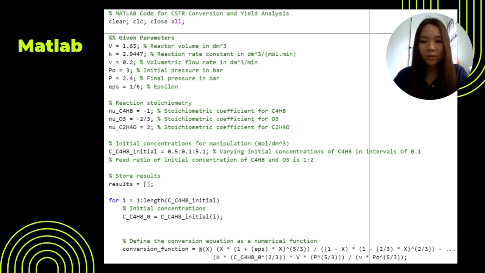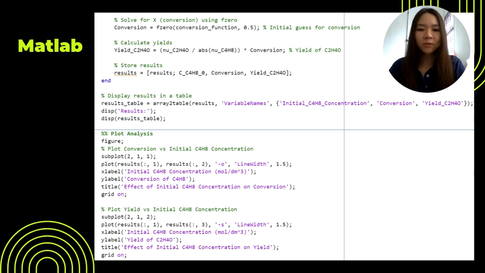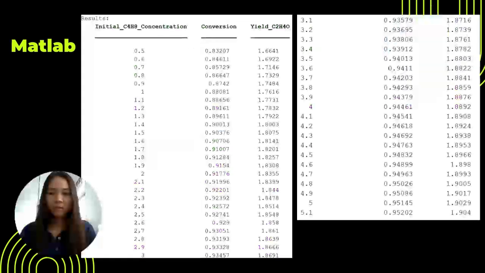This is the MATLAB script. For the given parameters, the initial concentrations are for the manipulation and will be substituted inside the conversion equation. The results of the conversion and the yields are calculated and displayed in the table. The two graphs are plotted, which are conversion versus initial butane concentration and yield versus initial butane concentration. From this table, we know that the maximum conversion is 0.95 while the maximum yield is 1.904.